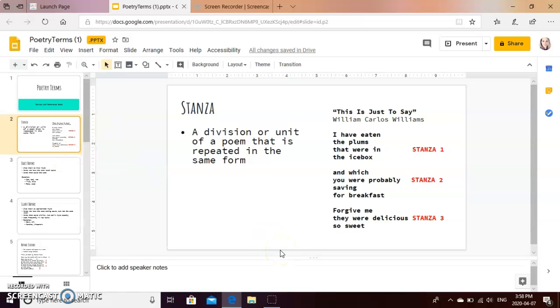So maybe you can then think about why those stanzas were broken up the way they were, but that is what a stanza is. It's a group of lines that are placed together in a poem and coupled together either because there is the same amount of lines in each one or because they have a similar rhyme scheme.